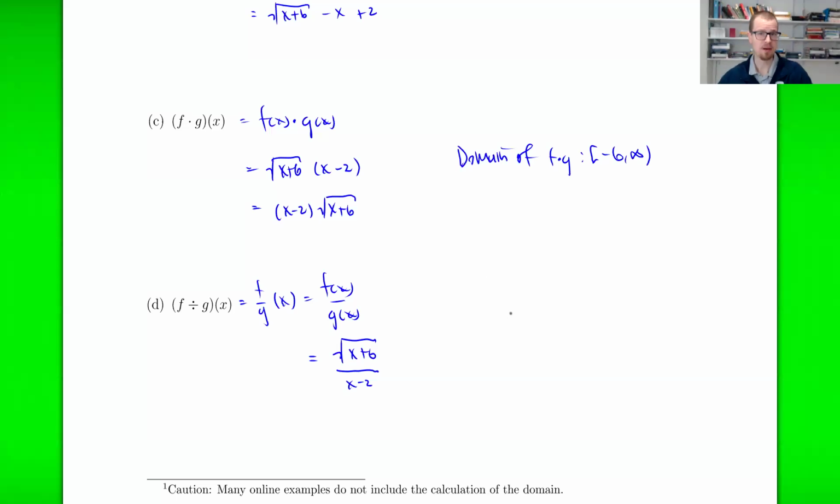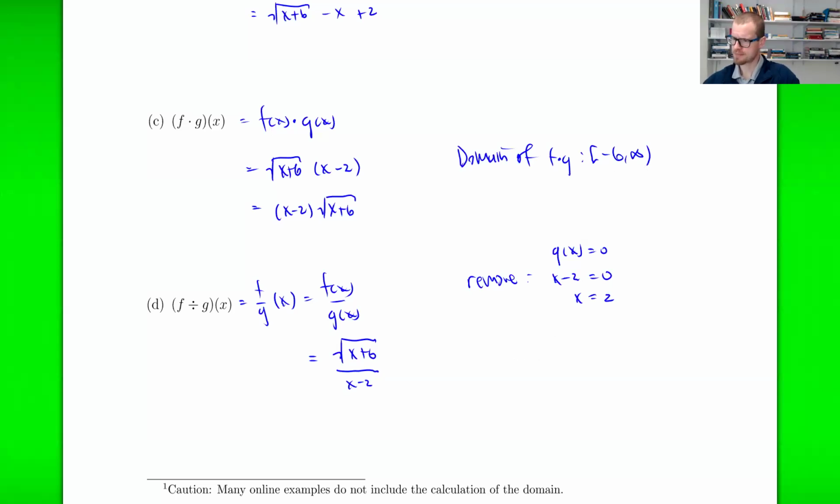Now we can't divide by 0, so we want to remove the points where x minus 2, that is g of x, is equal to 0. So to be clear, again, this is g of x equal to 0, the denominator. We can't have this. Add 2 to both sides to find that x equals 2 is the thing that we need to remove. And I need to remove it from this same domain that we've been working with.